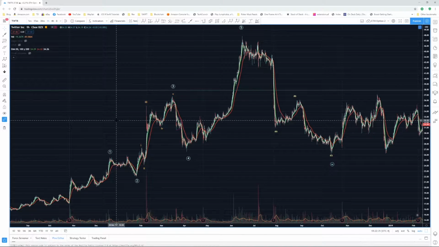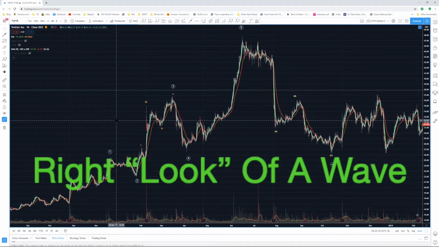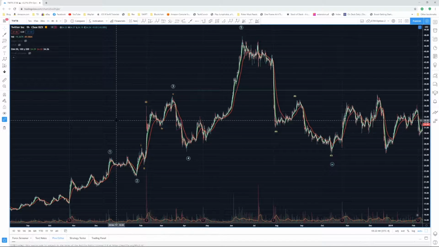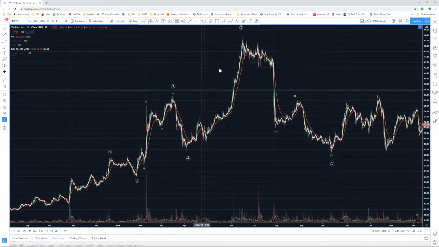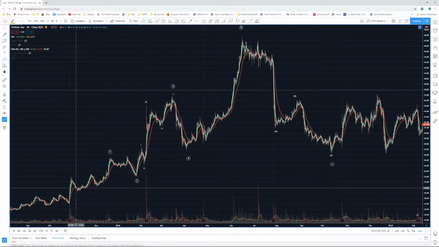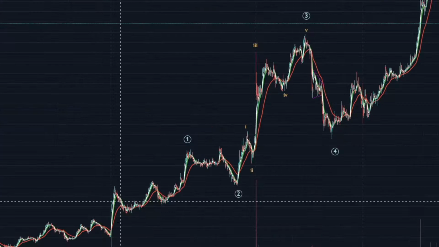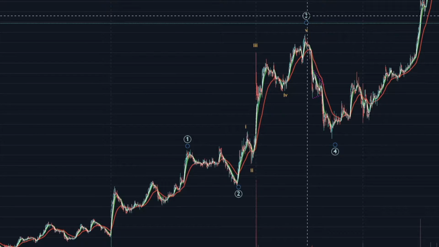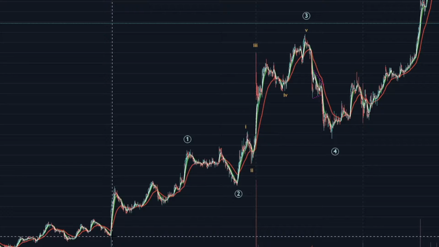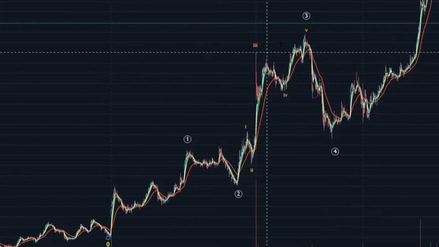The second concept I want to dive into briefly is talking about the right look of a wave. Now what I mean by this is basically that the overall appearance of a wave is super important and helps you understand if your count is correct. So again, let's just consider that 5 wave impulse we have drawn here, and let's try to think of an alternative way we could have drawn this. We could have said that this 1, 2, 3 is just an ABC instead, making up the A wave of a larger ABC, which would look something like this.